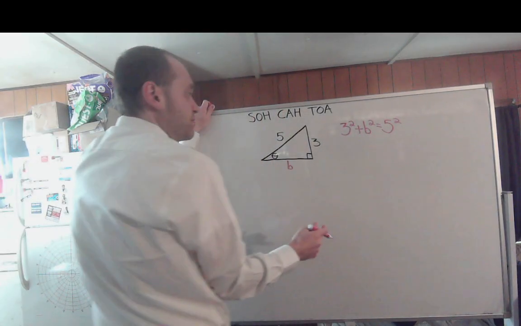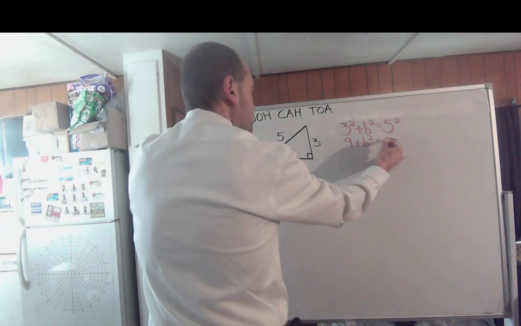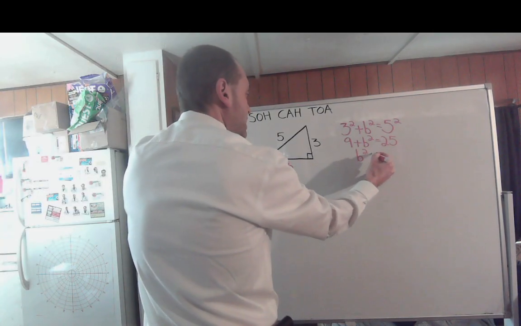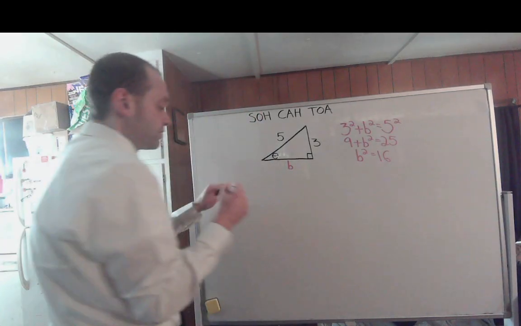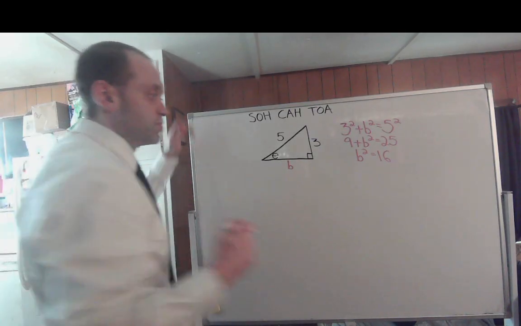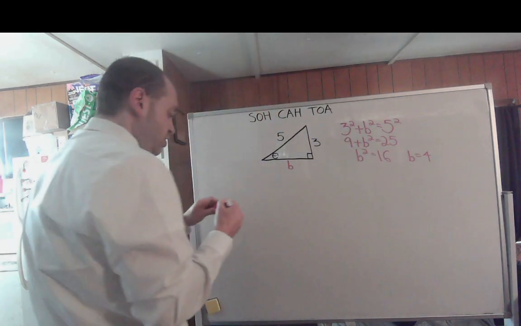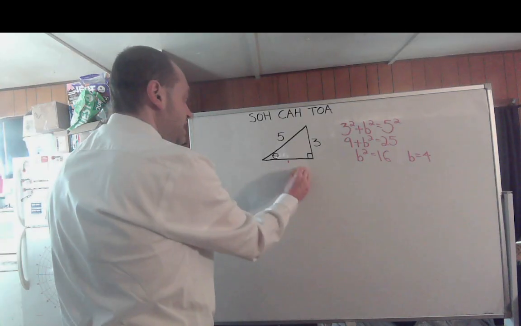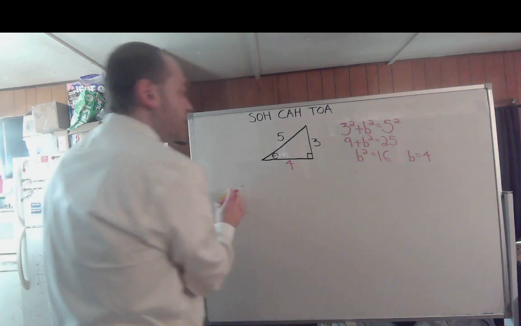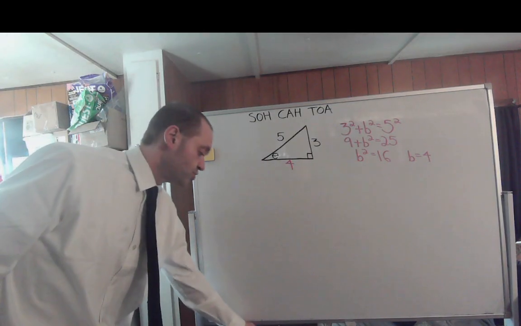So now this would turn into 9 plus b squared equals 25, which is going to end up giving you b squared equals 16. And for length, we only consider the positive square root, so that means b is going to end up being 4. So we found the length of our missing side to be 4. Now that we have all three sides, we can find the 6 trigonometric functions.